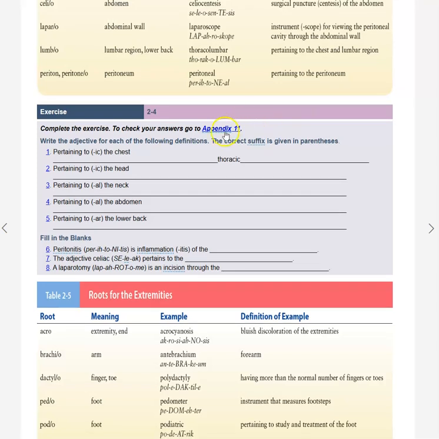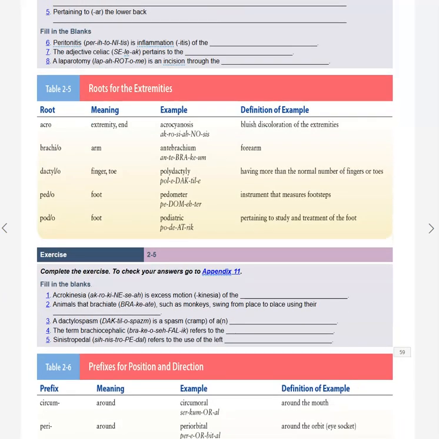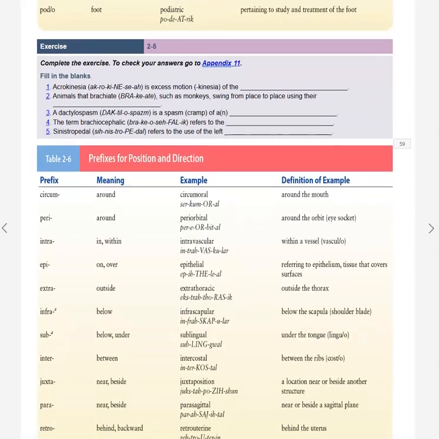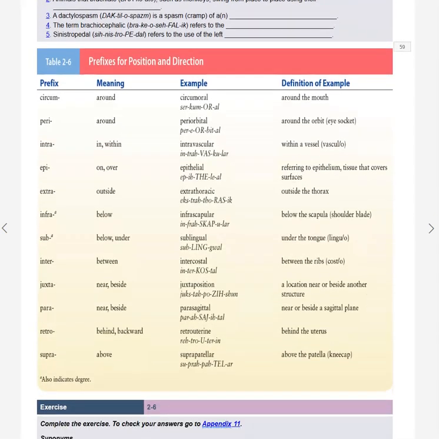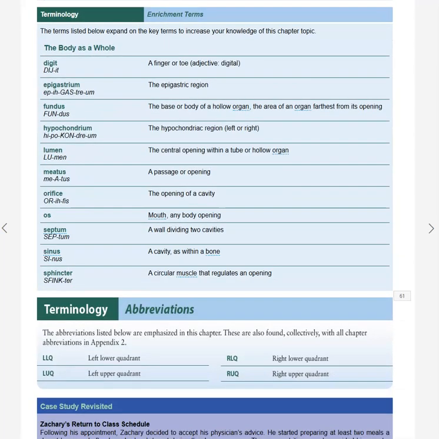Exercise 2.4. Again, if you want to do these, your answers are in the back of the book for you, so that is great. Roots for the extremities, you can read that. More prefixes regarding position and direction. Another exercise and more terminology. Abbreviations, you will see this on your case study for this week. Very important to know. We're getting into some abbreviation usage. So the LLQ is left lower quadrant, and you can read the rest.